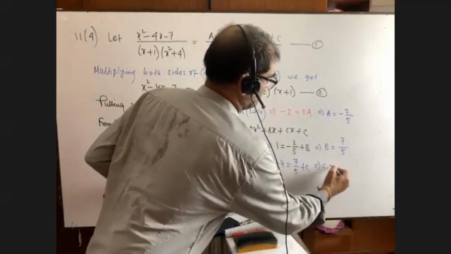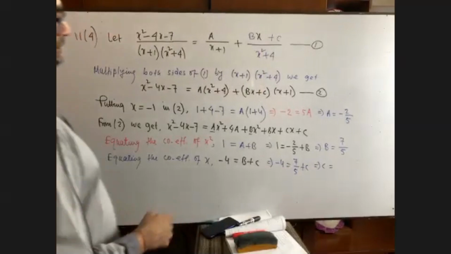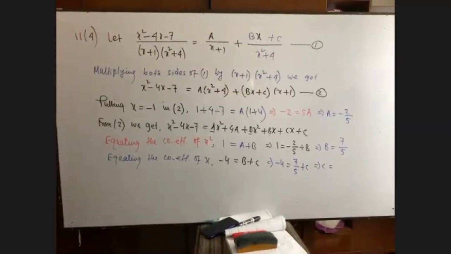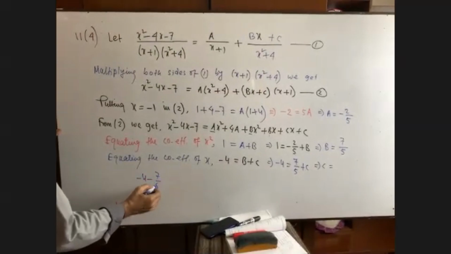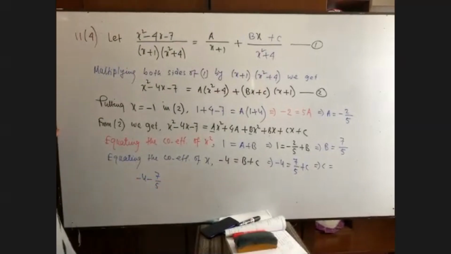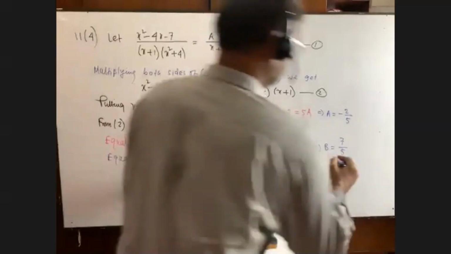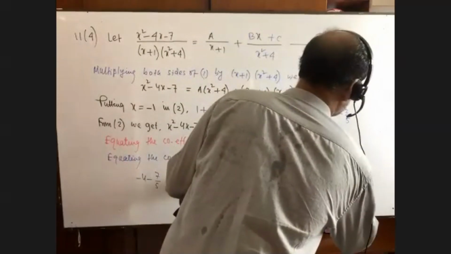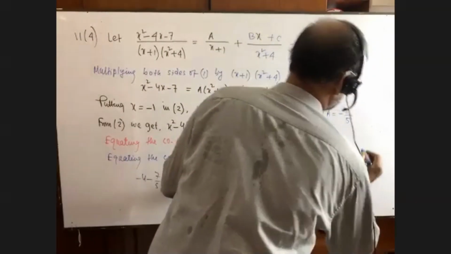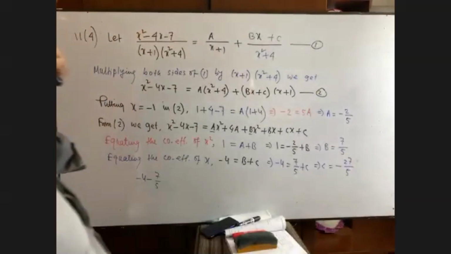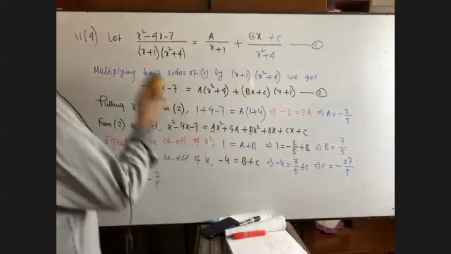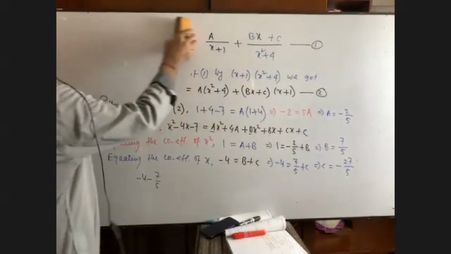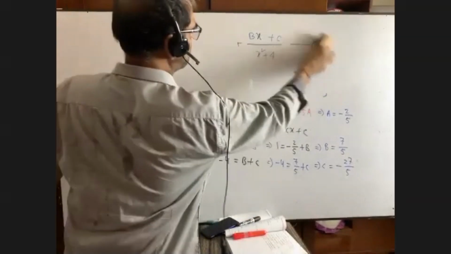Then please let me know what is the value of c. Minus 4 minus 7 by 5, right? So minus 20, minus 7 is minus 27 by 5. Minus 27 by 5. Can you see? Yes, we are done, right? Yes, we are really done.